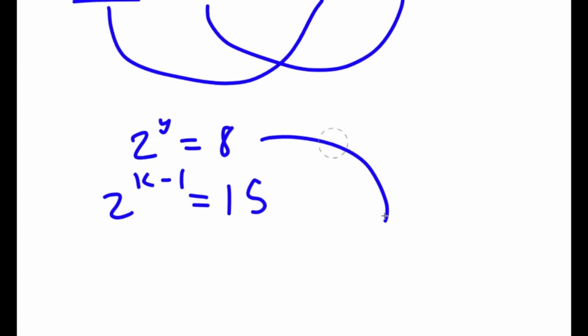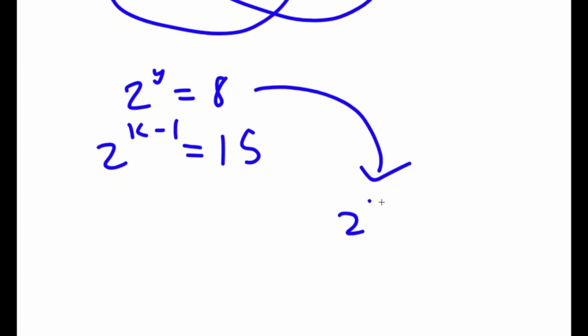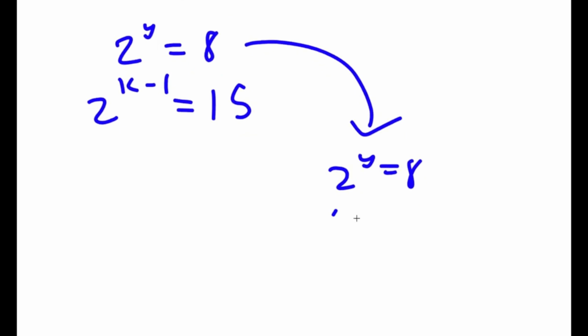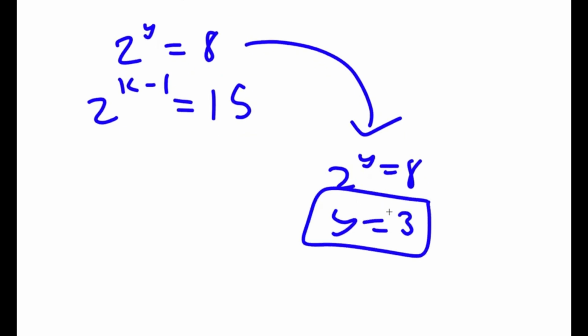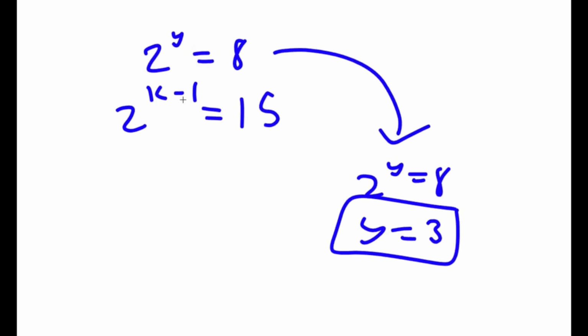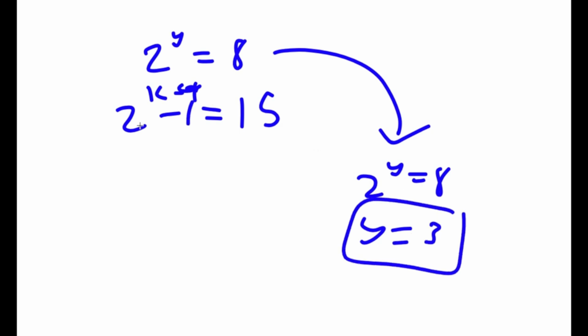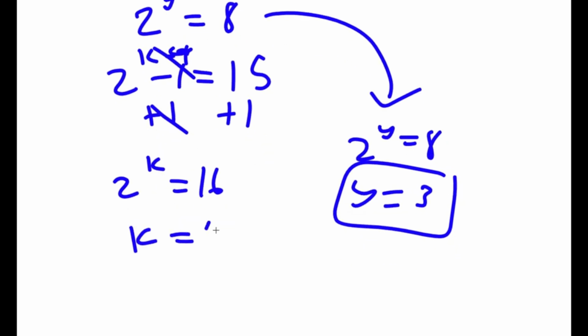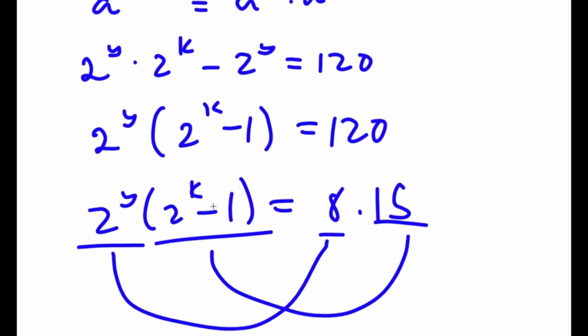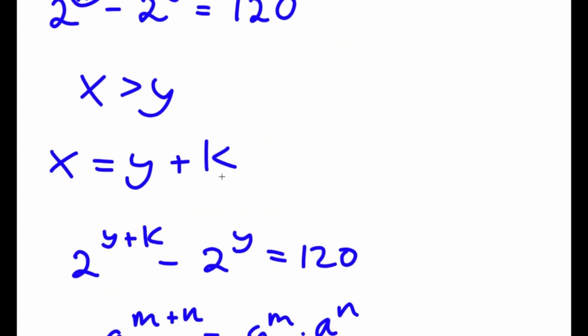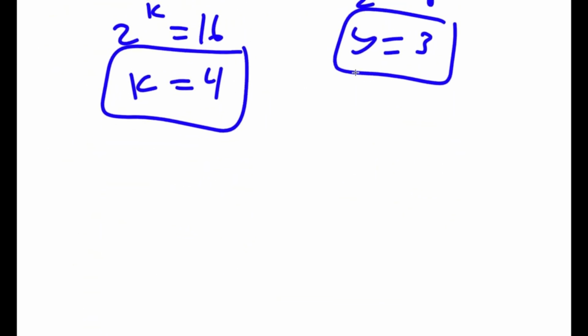So let's first start off by solving 2 to the power of y equals 8. Well, we obviously know that y is equal to 3, because 2 to the power of 3 is equal to 8. Now for 2 to the power of k minus 1, negative 1 is not part of the exponent. So I'm going to start off by adding 1 on both sides. So I get 2 to the power of k is equal to 16, meaning k is equal to 4. Now, remember how we set x equals y plus k, and k is 4, y is 3, meaning x is 7.